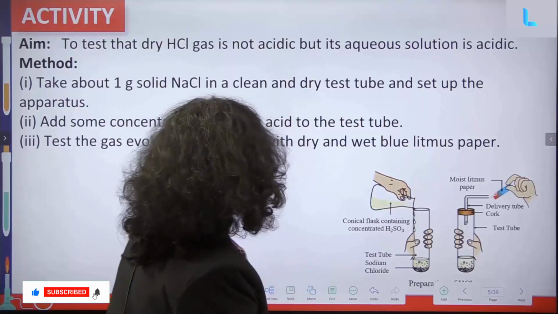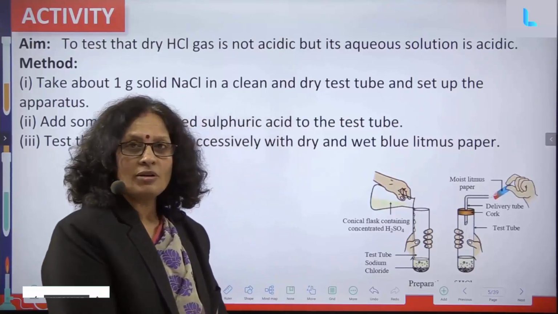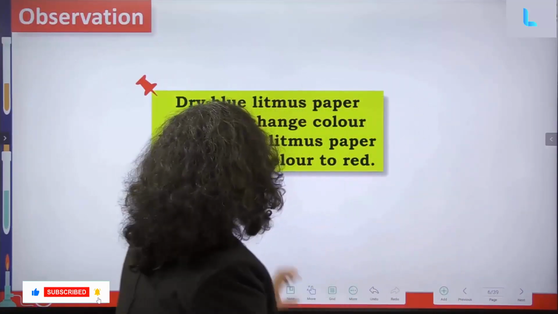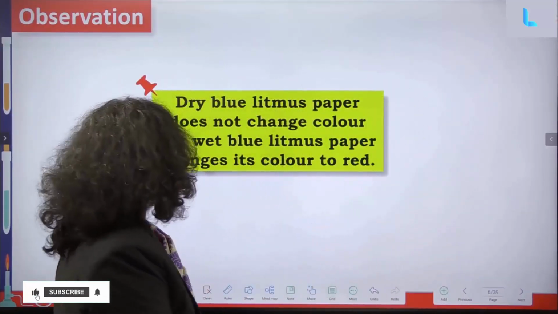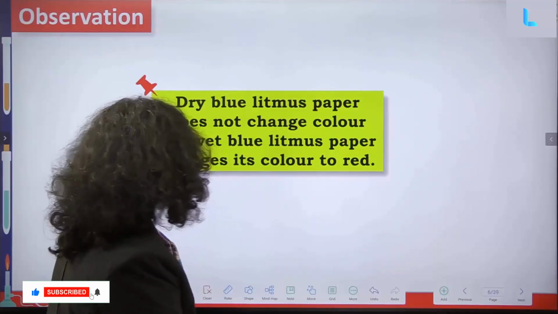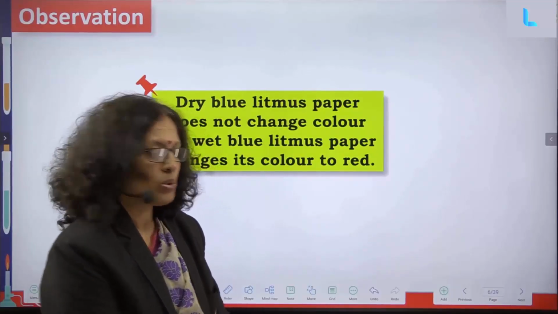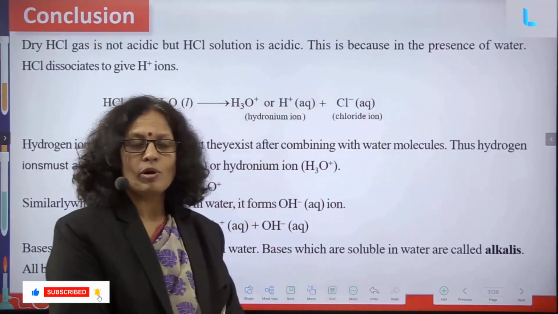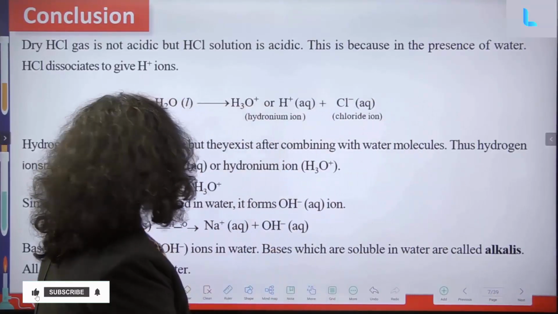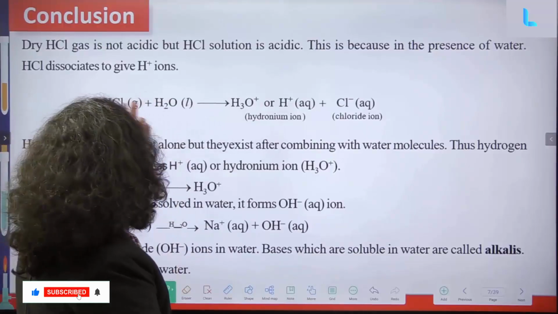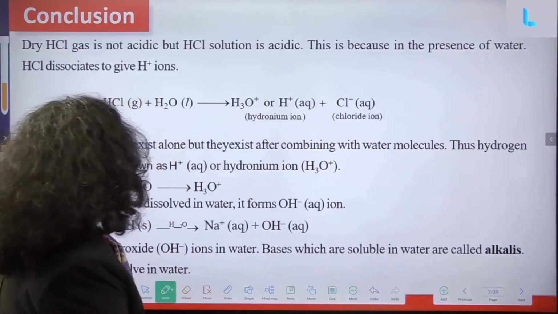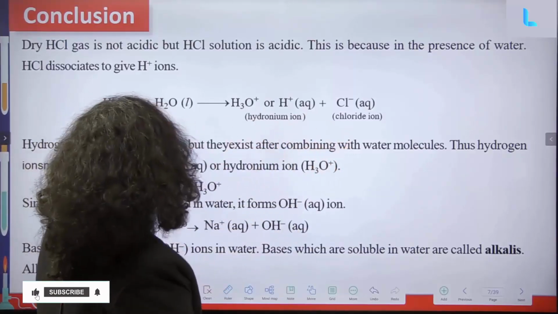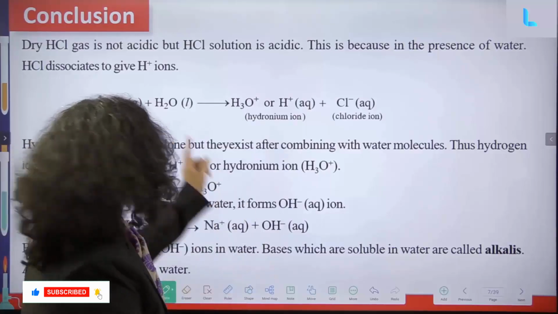What will happen when we touch the litmus paper? We can see here blue litmus is turning red. Why is it happening? Because gas will be liberated. Dry blue litmus paper does not change color, but wet blue litmus paper changes its color to red. Why? Because in the moist, aqueous form, it breaks into ions. So dry HCl is not acidic, but HCl solution is acidic, because in the presence of water, HCl dissociates to H+ ions.